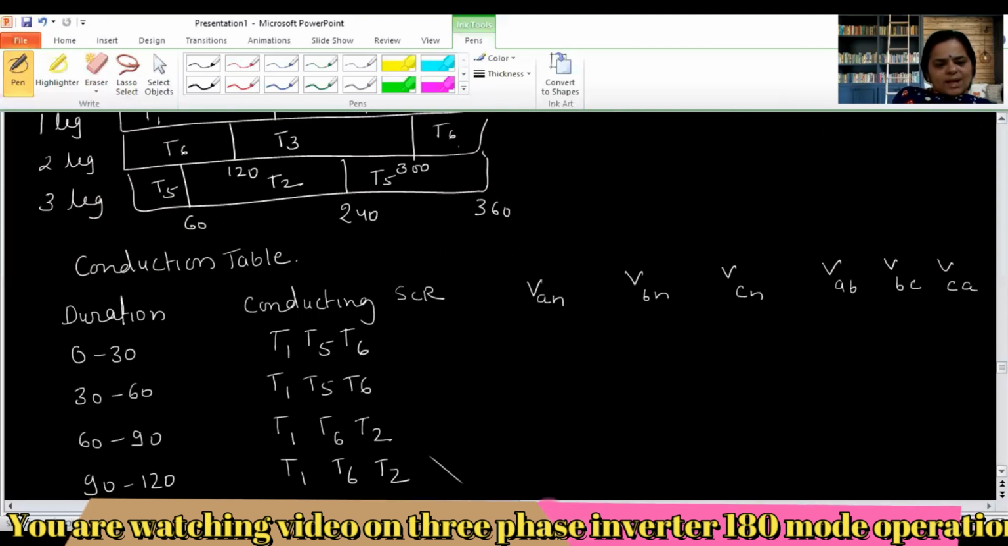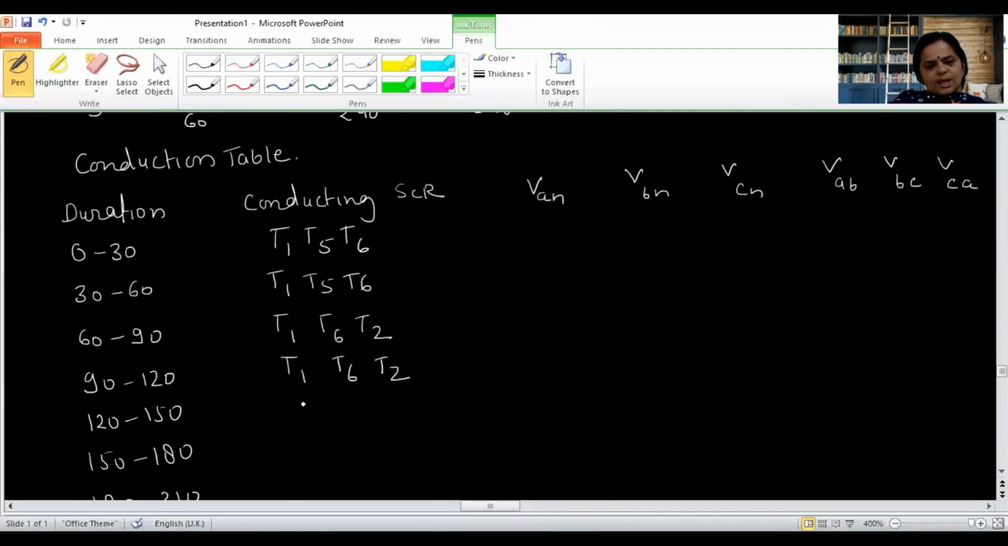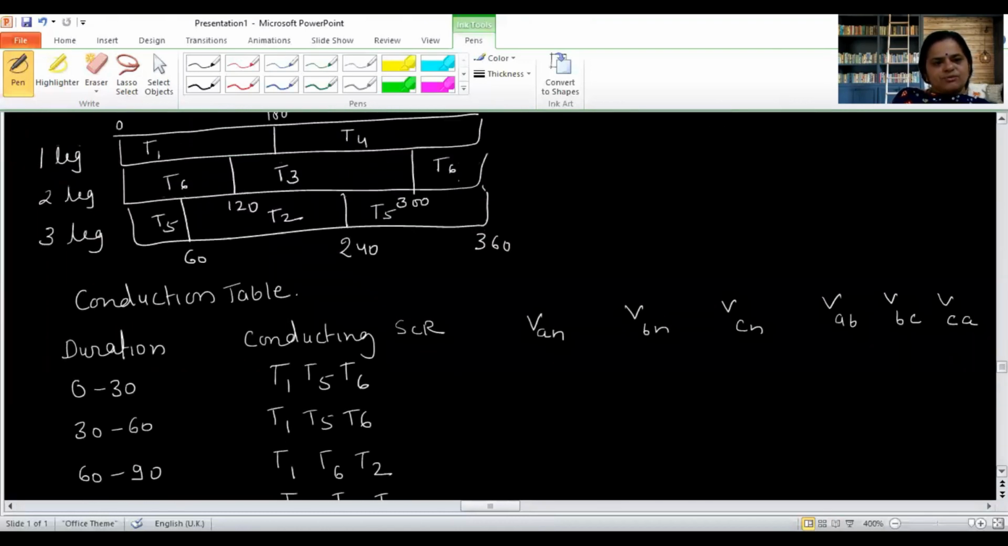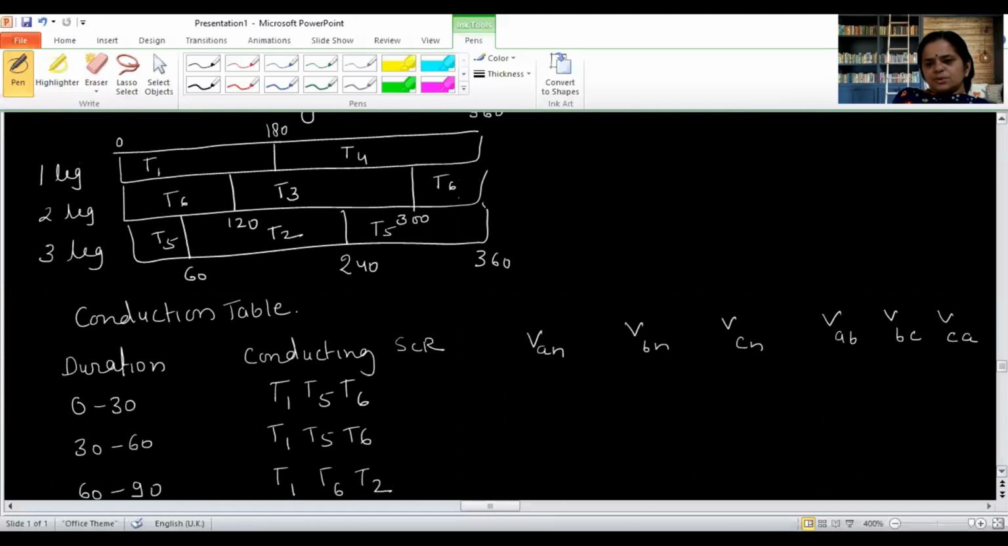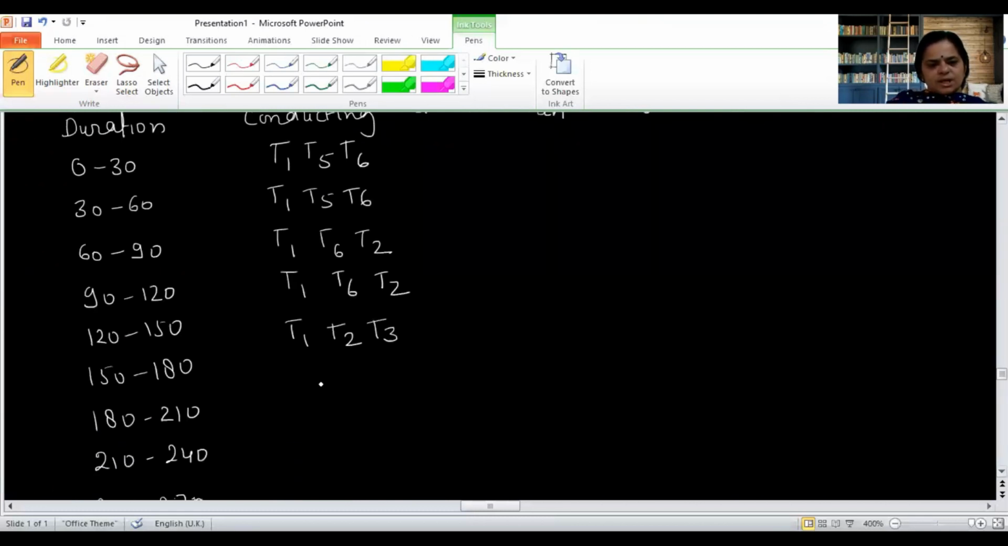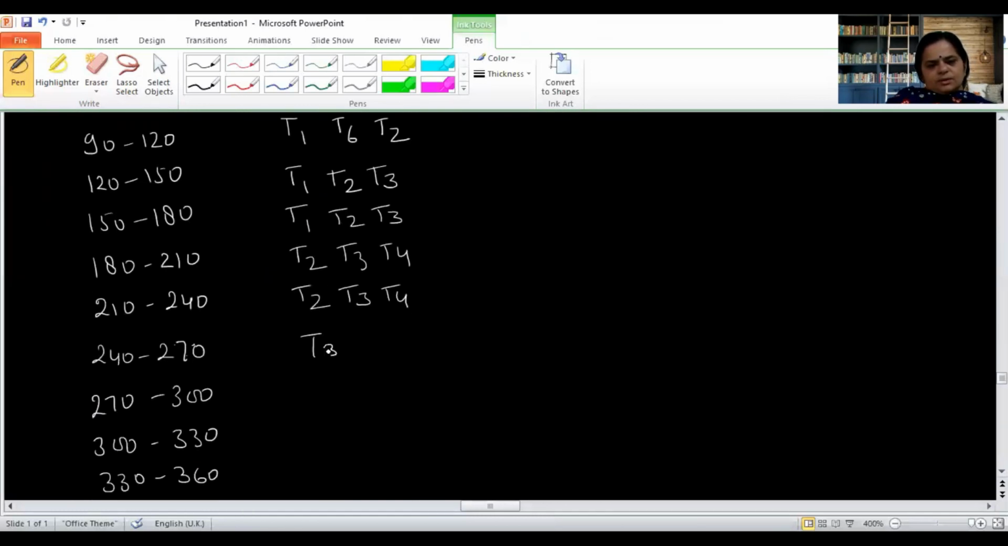Then 120 to 150, that is 1, 2, 3. We can see 120 to 150, 1, 2, 3. So with the help of the conduction table, we will identify the conducting SCRs 1, 2, 3. Then 2, 3, 4. Then the next duration 3, 4, 5. Then 4, 5, 6.